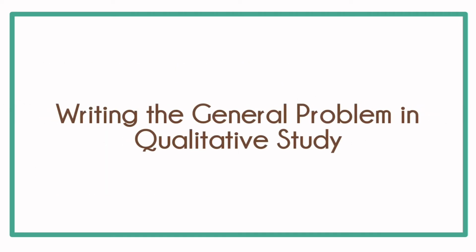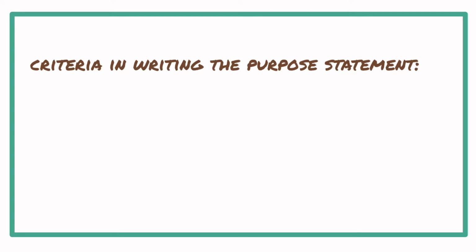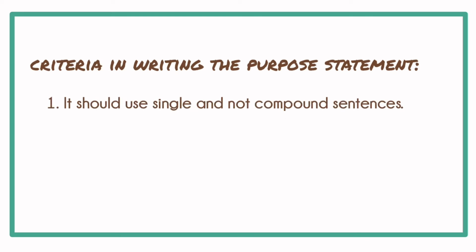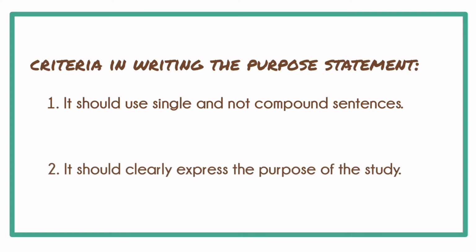In the book Qualitative Inquiry and Research Design, Creswell and Clark, 2014, provided the following criteria in writing the purpose statement. First, it should use a single and not compound sentence. This makes it easier for the readers to understand. Second, it should clearly express the purpose of the study. Through this, readers can understand the importance of conducting the research.